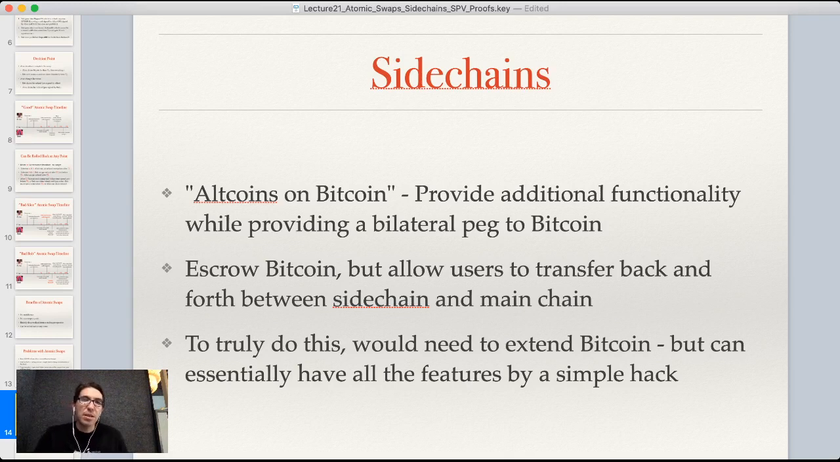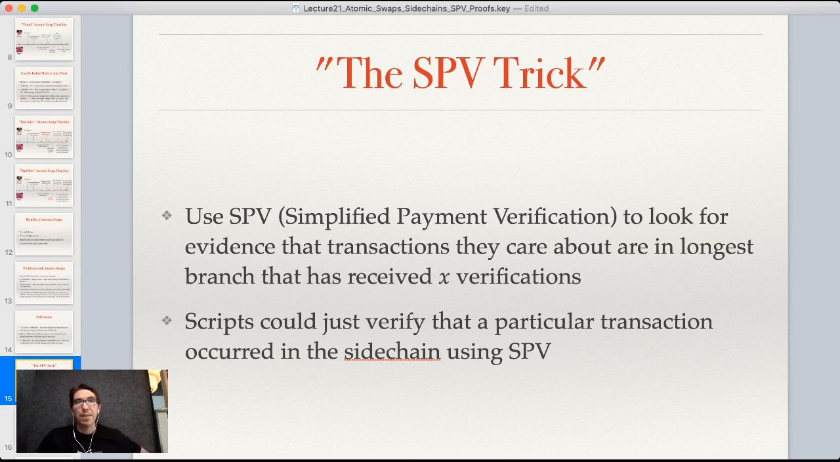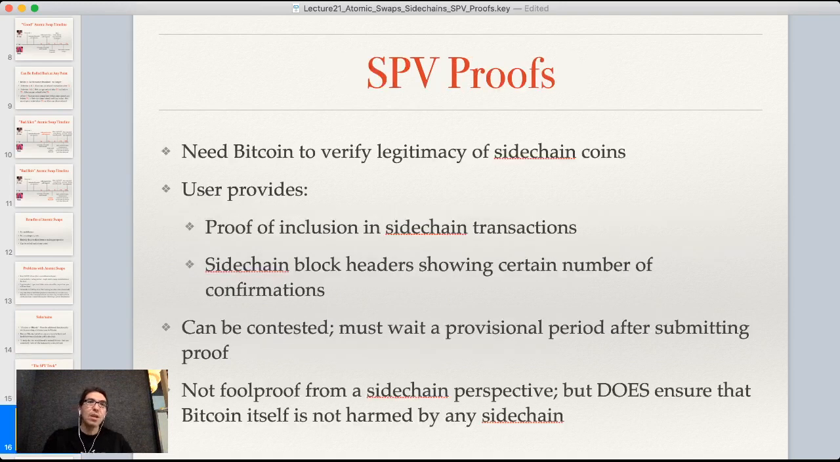Now, to do this in a full way, you really need more than what Bitcoin provides. But we can have essentially all the features of this by a simple hack called the SPV trick. Using SPV, we don't have to interact with the entire chain. We can just check that the transactions we care about are in the longest branch that has received so many confirmations. And the script could just verify that a particular transaction occurred in the side chain using SPV. So it doesn't have to go in either direction. We don't have to look through and verify the entire chain. Using these SPV proofs, we can prove that something was included in the side chain. We can have sidechain block headers that show that a certain number of confirmations have gone by.